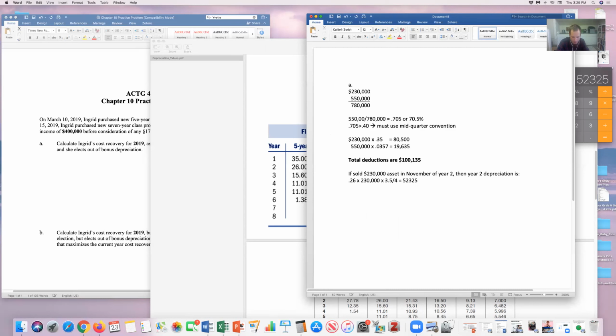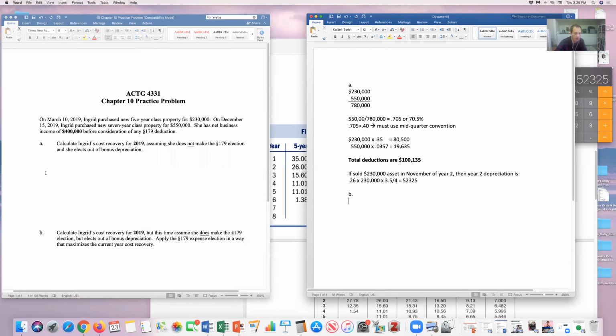All right, so let's move on to part B. Part B is using the same facts from the top, but it says this time assume she does make the section 179 election, to deduct more in the first year, but not bonus depreciation. Maybe that's not realistic. The reason we do problems like this is that bonus depreciation probably won't last forever. So we want to learn how to use 179, and certain assets sometimes might not be eligible for bonus depreciation. It's good to know how the 179 rules work.